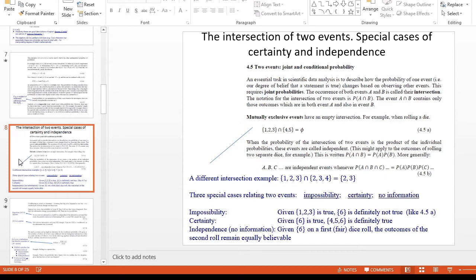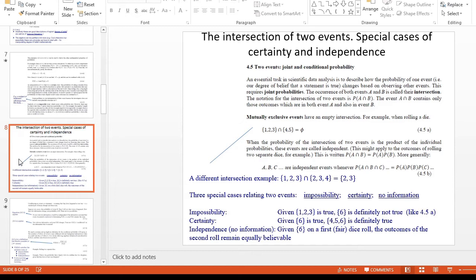So there are three important ways that you need to know events can be related. You need to know that there's impossibility. This is what we see in equation 4.5a. Impossibility means there are no mutual outcomes. So given that you know the outcome of rolling a die is 1, 2, or 3, then it's impossible for it to be a 6.